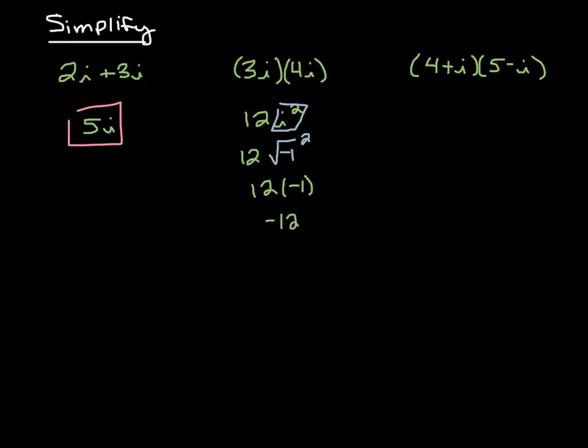So our answer is -12 here. So let's take a look at the next one. We have a binomial being multiplied to each other. So we're going to do the FOIL method.